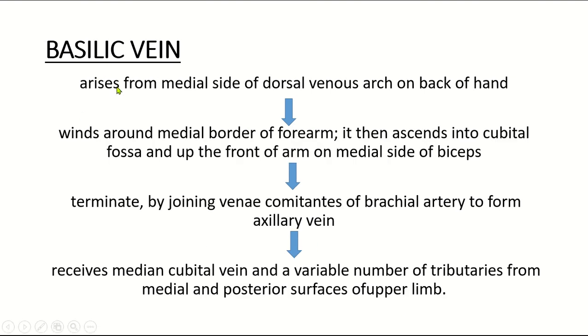So the basilic vein arises from the medial side of the dorsal venous arch on the back of hand. It winds around the medial border of the forearm. It then extends into the cubital fossa and up the front of arm on the medial side of biceps muscle, and then it terminates by joining venae comitantes of brachial artery to form axillary vein. It receives median cubital vein and a variable number of tributaries from medial and posterior surface of upper limb.